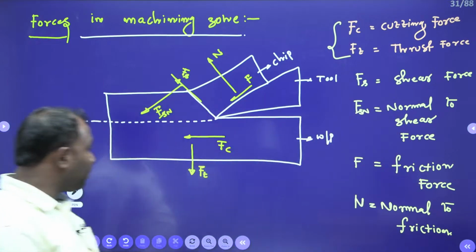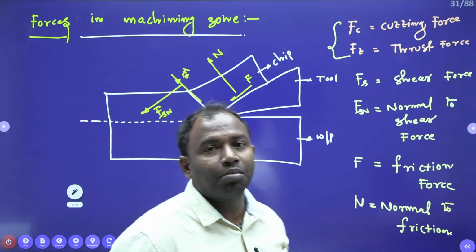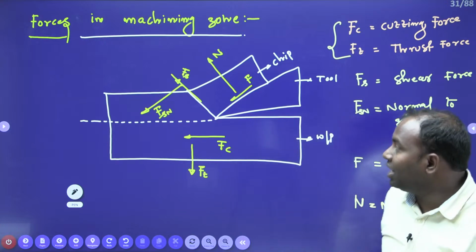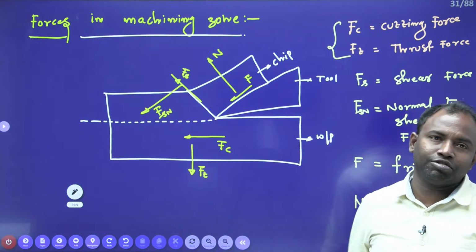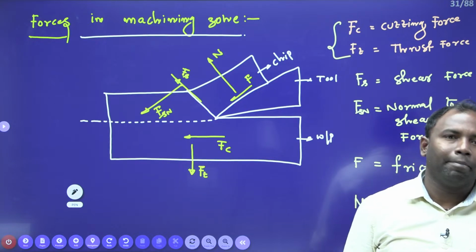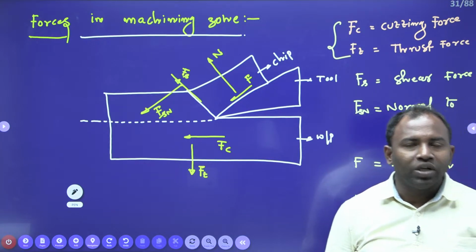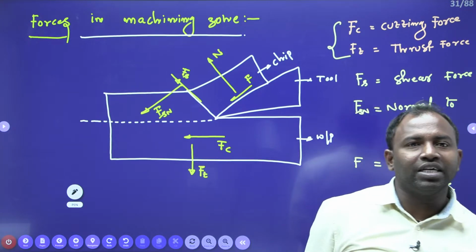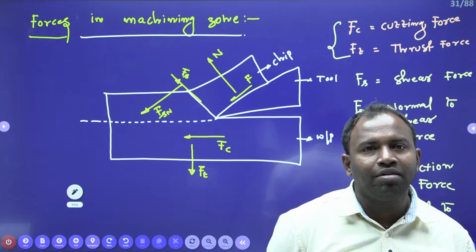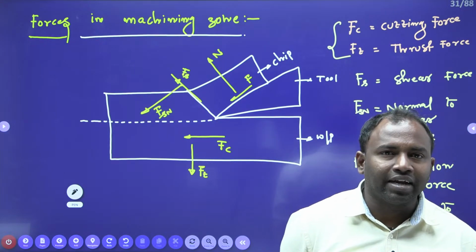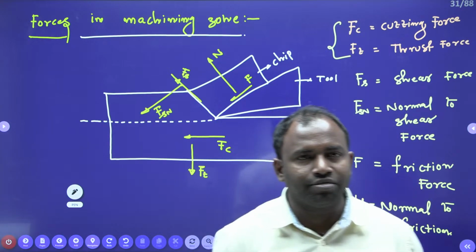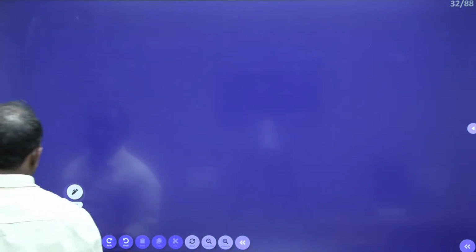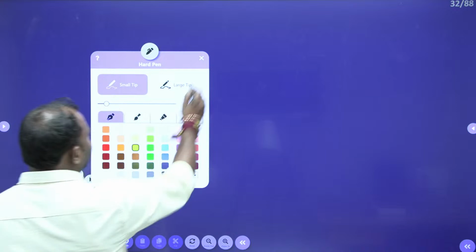For that purpose, Merchant is a scientist who established a relation between the measurable forces and non-measurable forces in order to evaluate and find the magnitude of all these forces. That is what we call the Merchant circle. The Merchant circle establishes a relation between the measurable and non-measurable forces, so that if you know any two forces and the angles, the shear plane angle, friction angle and also the rake angle, it is possible to find all the forces. Now let us go to the Merchant circle. It is very, very important, guys. You will definitely get a question from the Merchant circle, right?